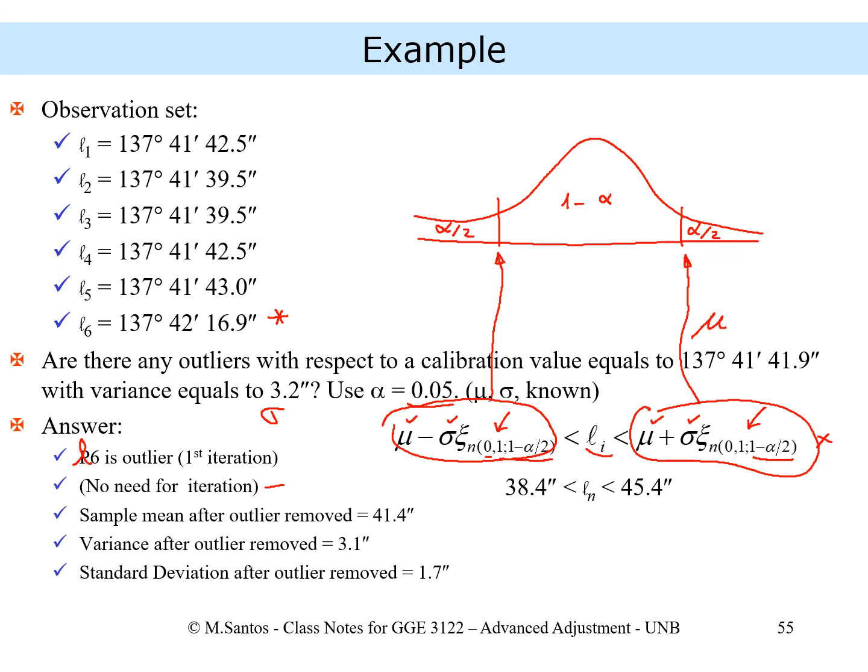Why is that? Sample mean after the outlier removed equals 41.4 seconds, and the sample variance, oh, by the way, I'm sorry, this is variance. Variance is 3.1. Standard deviation, 1.7. Let's look at how we got this value for psi sub N(0,1), 1 minus alpha over 2.